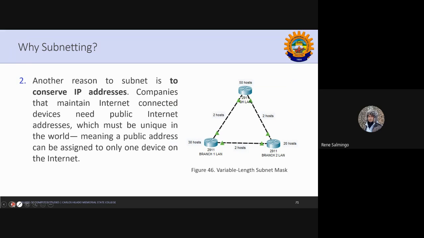And another reason why we need to subnet is to conserve IP addresses. Companies that maintain internet-connected devices need public internet addresses, which must be unique in the world. So a public address can be assigned to only one device on the internet. If we create a private IP address, we could still reuse the address, but you could not apply it when you're going outside because you will have another address outside the network. So that's how we conserve IP addresses using subnetting.